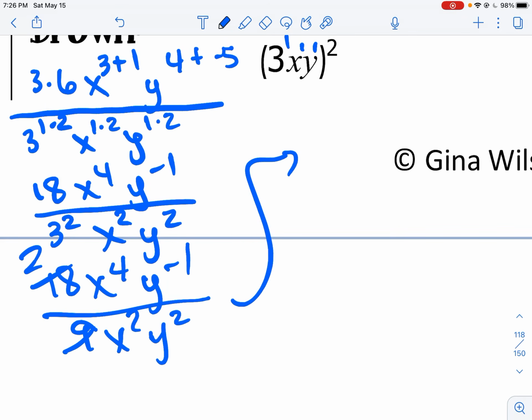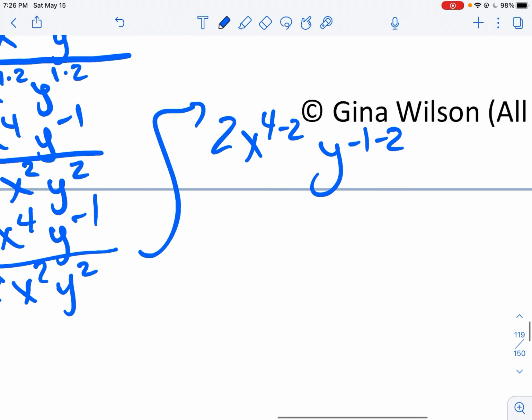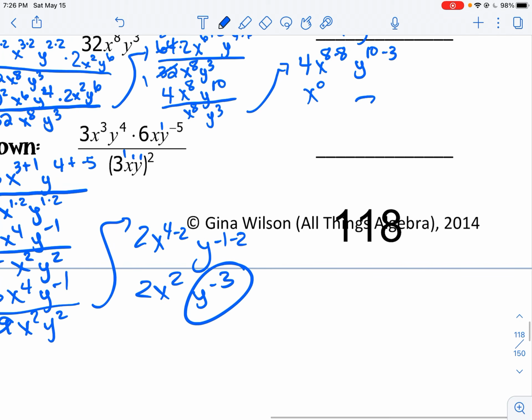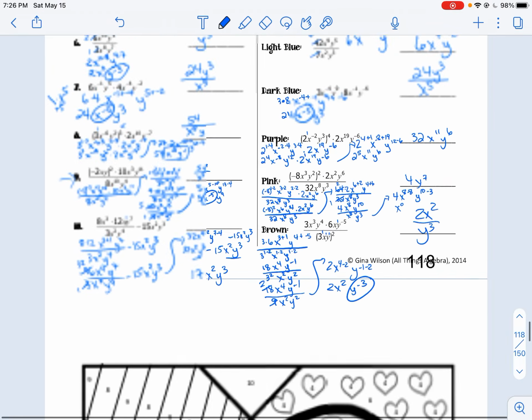So 9 goes into that twice. So I have 2, x to the 4 minus 2, y to the negative 1 minus 2. So I get 2x to the, oh, I almost wrote the wrong number there, 2, y to the negative 3. So this goes to the denominator. So I get 2x squared over y to the 3rd.